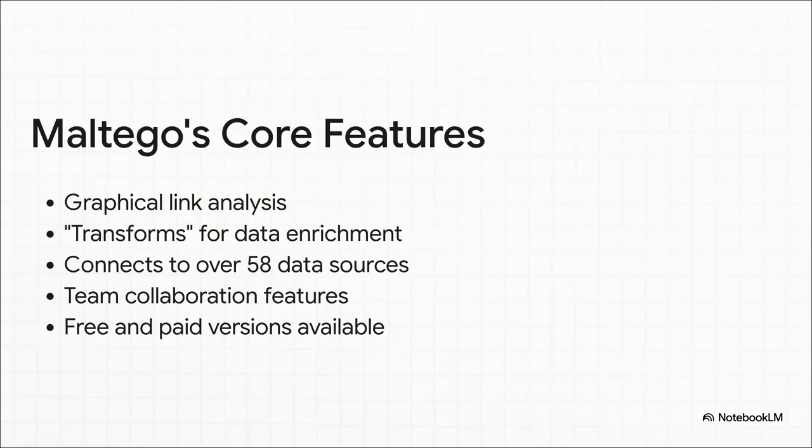So, Maltego is built on a few core ideas. At its heart is that graphical link analysis we just saw. But the real magic, the secret sauce, comes from something called transforms. Think of them as special queries that turn one piece of information into another. So you might start with an IP address, you run a transform, and boom, it automatically pulls in DNS records and WHOIS data and connects them right on your graph. And with access to over 58 data sources and great collaboration features, it can scale all the way from a free community edition to a full-blown enterprise suite.